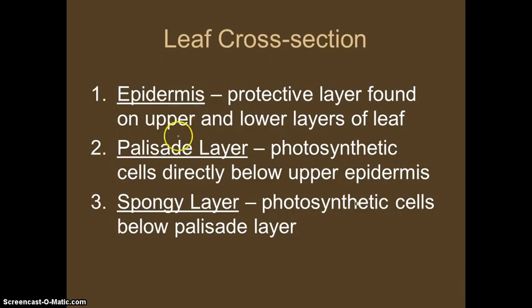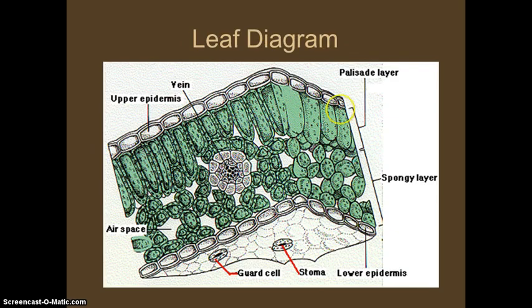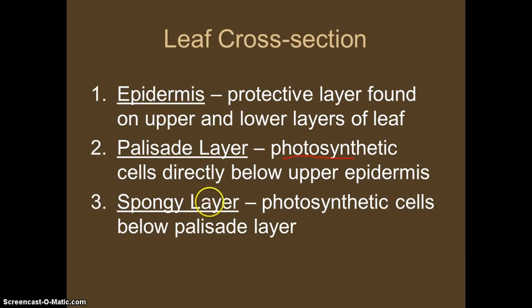The next layer down is called the palisade layer, and this is where we start to see photosynthetic cells. So if we go back to the diagram here, the palisade layer is right here. And typically in the palisade layer, in each cell within the palisade layer, there might be 30 to 40 different chloroplasts. Because it's important that right underneath the epidermis is where we're going to capture most of that light energy from the sun. And then down below, right underneath the palisade layer, is called the spongy layer.